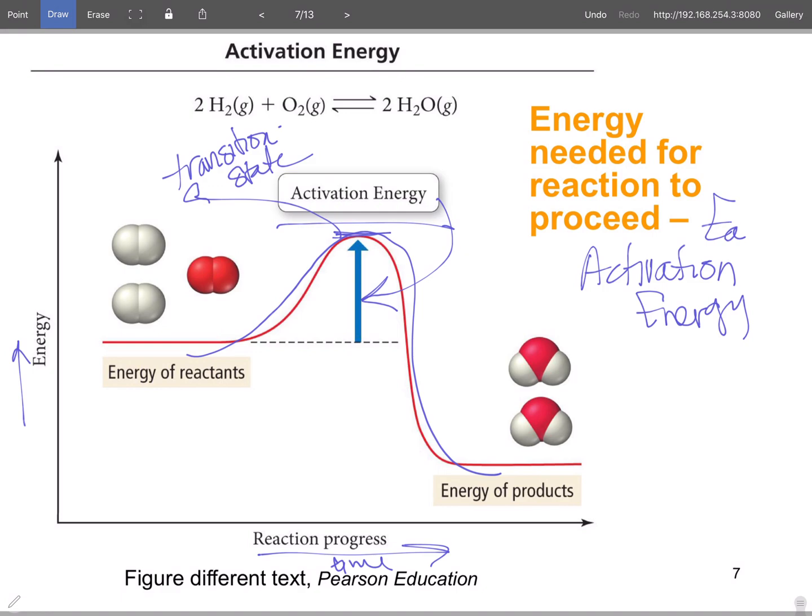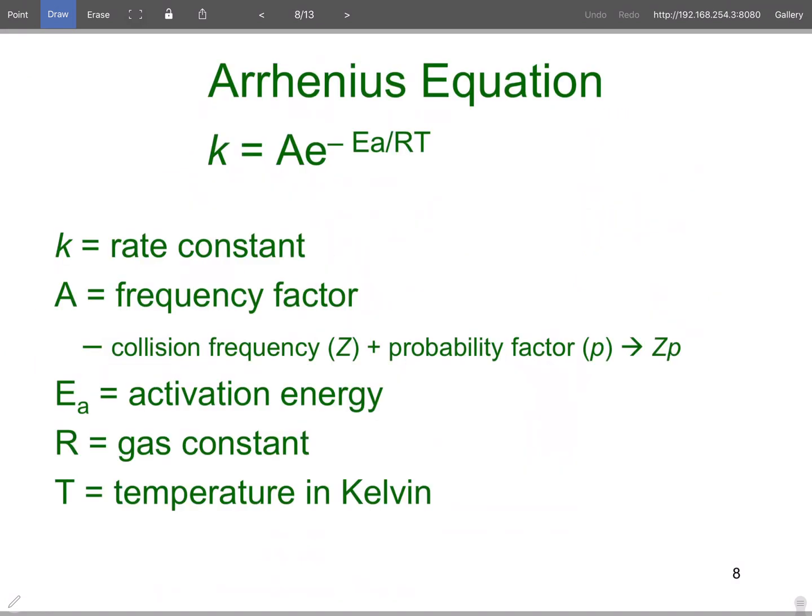And it's kind of like a hill. Once you get to the top, you can roll forward and you can roll back. Okay? So if we work a problem with it, the way we relate it is the Arrhenius equation.